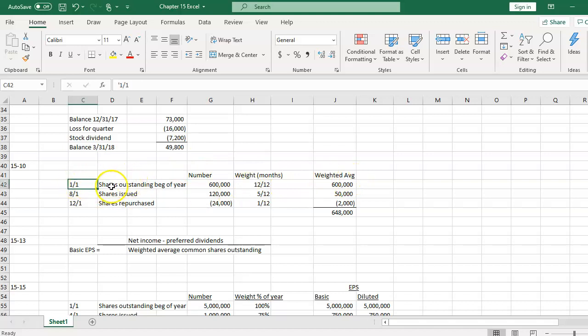So on January 1, we started out with 600,000 shares, and we had that amount for the full year. We had at least 600,000 for the full year. So that weight is 1 or 100%. And so the weighted average is pretty easy, just 600,000.